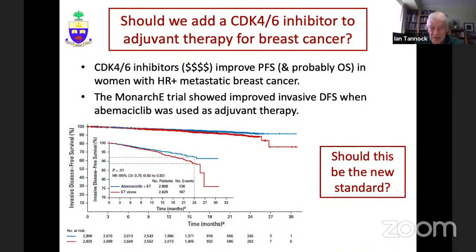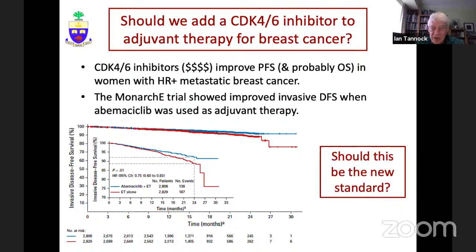So here's a question. We know that these new expensive drugs, CDK4/6 inhibitors, which inhibit cell cycle progression, we know that in patients with advanced metastatic breast cancer that they improve progression-free survival. They probably do improve overall survival. Those results are just coming out, but not by very much. And they're not particularly toxic drugs, but they are very expensive drugs.